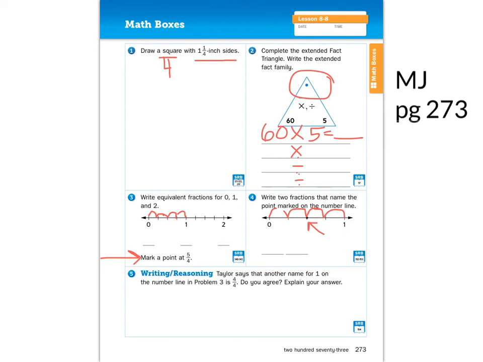And lastly, Taylor says that another name for one whole on the number line in problem 3, so right up here for this one, could be 4/4. Do you agree that 4/4 is the same as one whole? Explain your answer. So there is that. For the home link today, it's a little bit different, and I think it's kind of fun. So we'll go to that next.